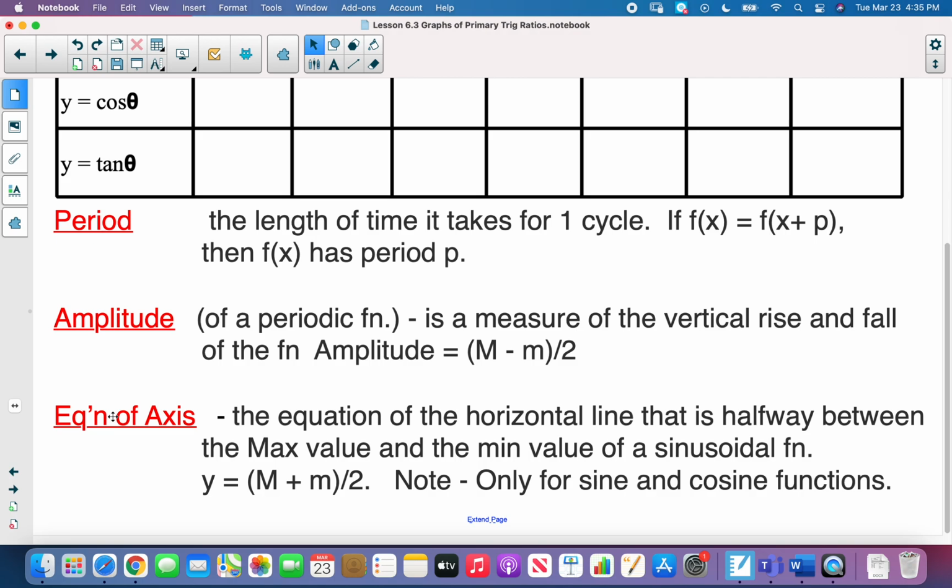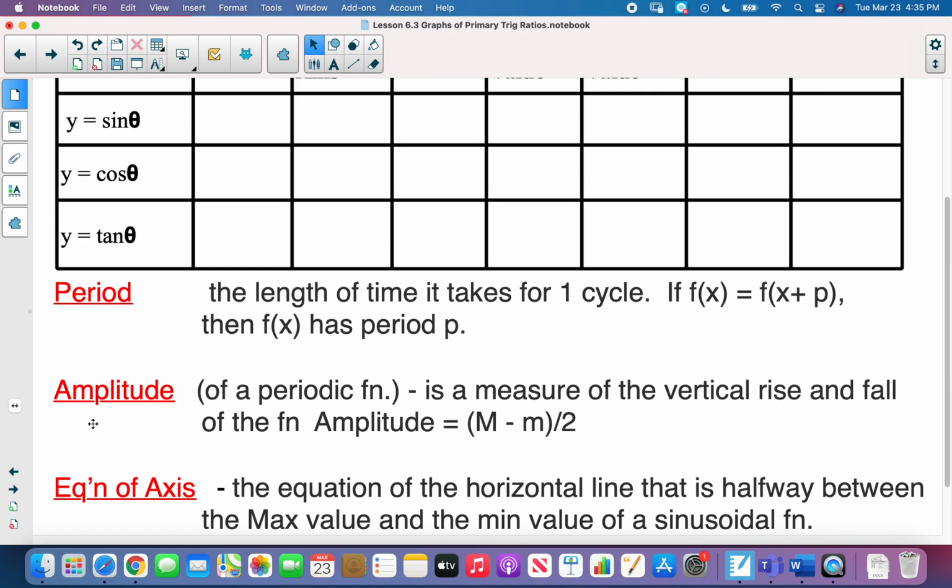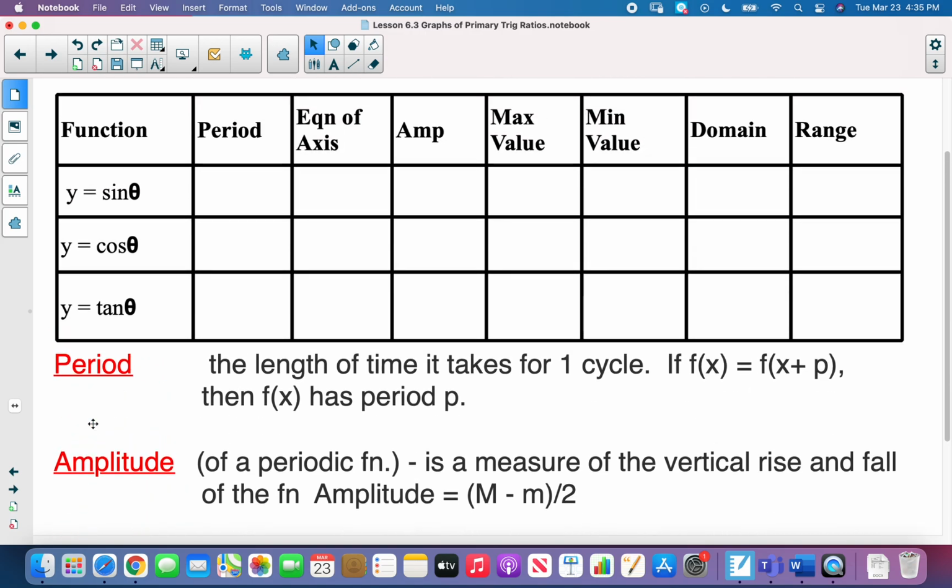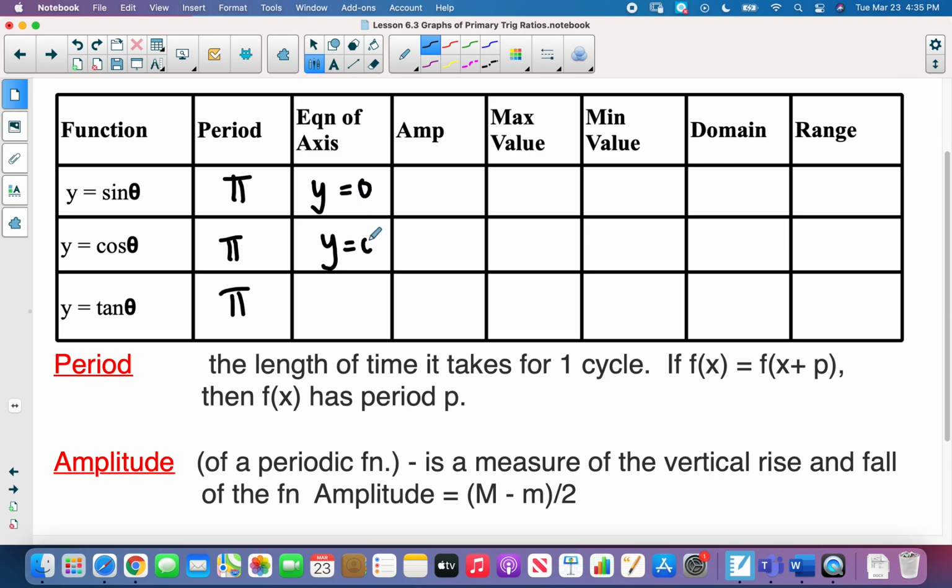Equation of axis is the equation of the horizontal line that is halfway between the maximum value and the minimum value of a sinusoidal function. Equation-wise, it is equal to capital M plus lowercase m divided by 2, and this is only true for cos and sine functions. So let us summarize. For all of these graphs we did, it completes one cycle in 180 degrees. So the period for all of them is pi, and we're writing that in radian measure. They all have the same equation of axis, which is y equals 0.